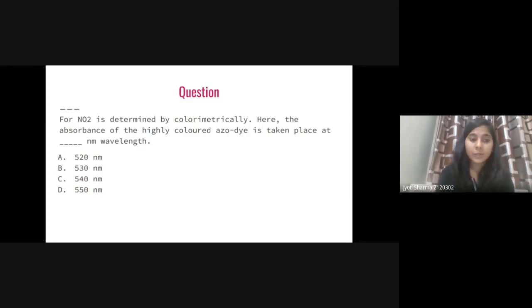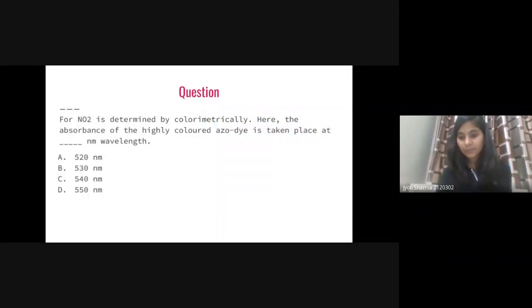Again, nitrogen dioxide is determined by colorimetry. Here, the absorbance of the highly colored azo dye takes place at what nm wavelength? Again, you have to tell me, while we are using the spectrophotometer, what wavelength should we consider for the measurement of the absorbance?